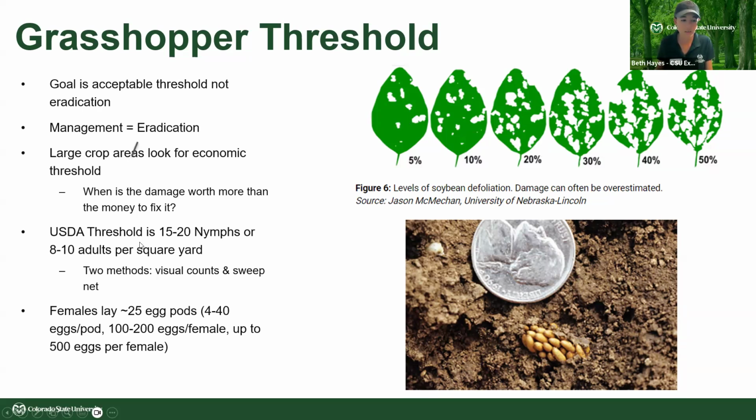The USDA has a threshold of 15 to 20 nymphs per square yard as a damage issue, where you've got to do something, and then 8 to 10 adults per square yard is the other big one, where you have way too many and you're going to have to do something. So that's just key numbers to keep in mind.